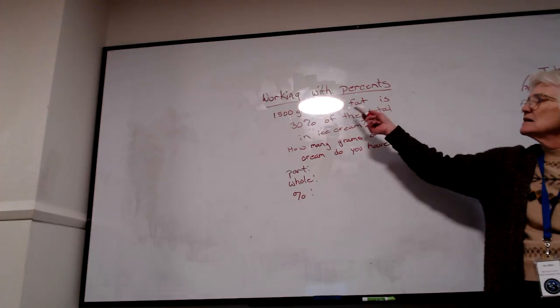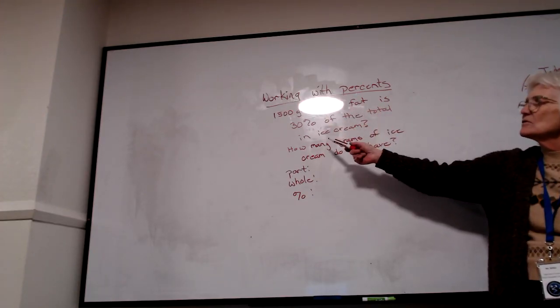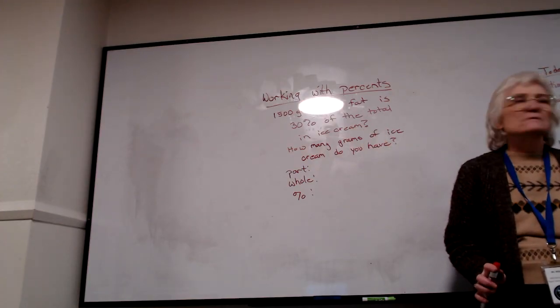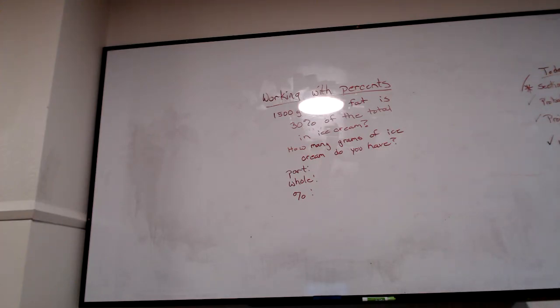30 grams of fat is 30% of the total in ice cream. Oh, so we need to find what's 70% of that. Hmm? I mean, 30 minus, say you do 30 minus 1.